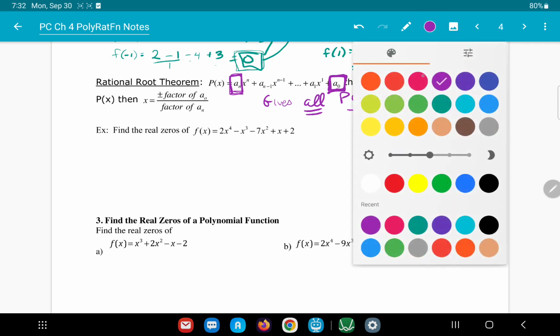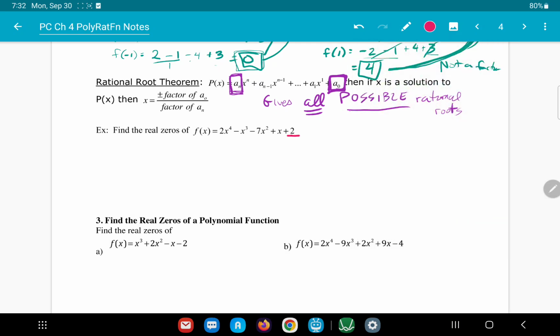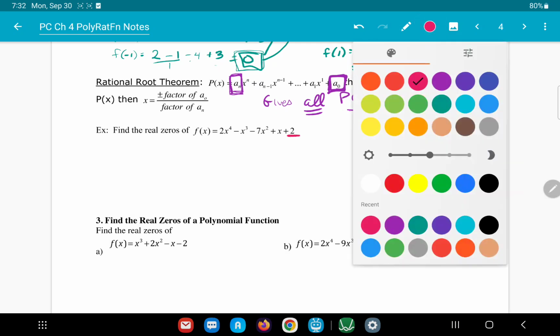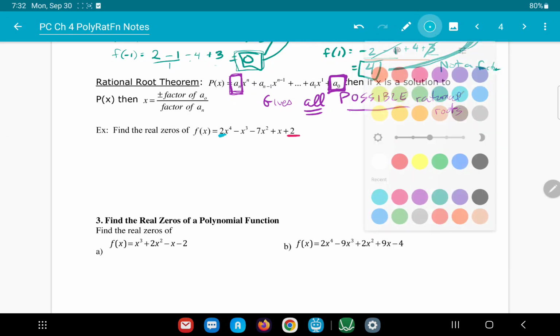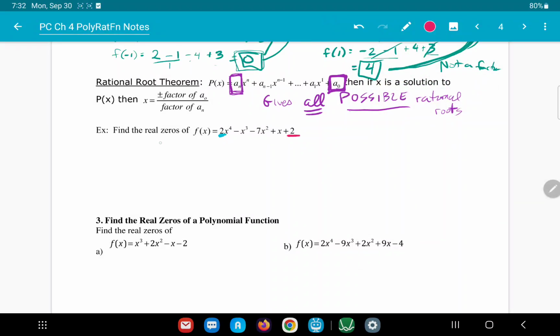And what I'll do is I'll color coordinate this so you can make sense of what this is. So I'm going to show that this 2 is in red, and then this 2 is in blue, since those are my first and last terms. So what I do is I find all the possible roots by taking all the factors of the last term, which is in red, the 2, and those factors are 1, -1, and 2, -2. And I'm going to divide it by the factors of the leading coefficient, which is 2. So again, plus minus 1 and plus minus 2.